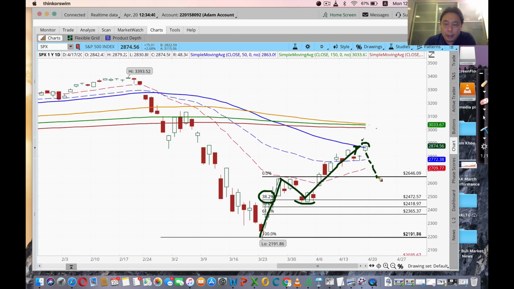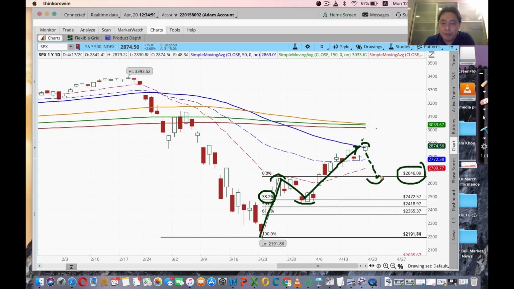Now, where will it find support? Well, again, we can't predict the future, but these are the levels I'm looking at. So the first level I'm looking at is 2646 to find support. Why? Because that's the previous resistance that could become support, 2646.